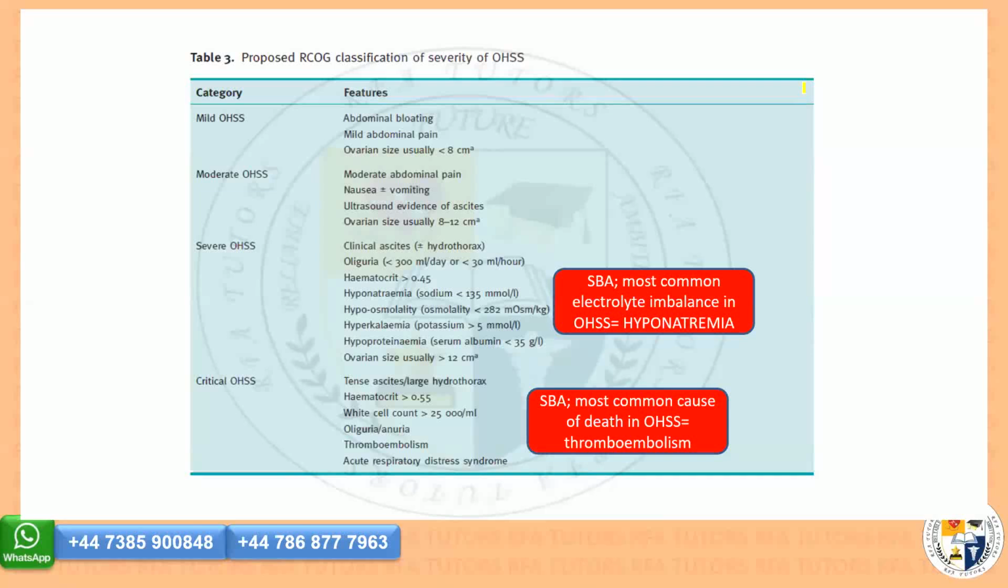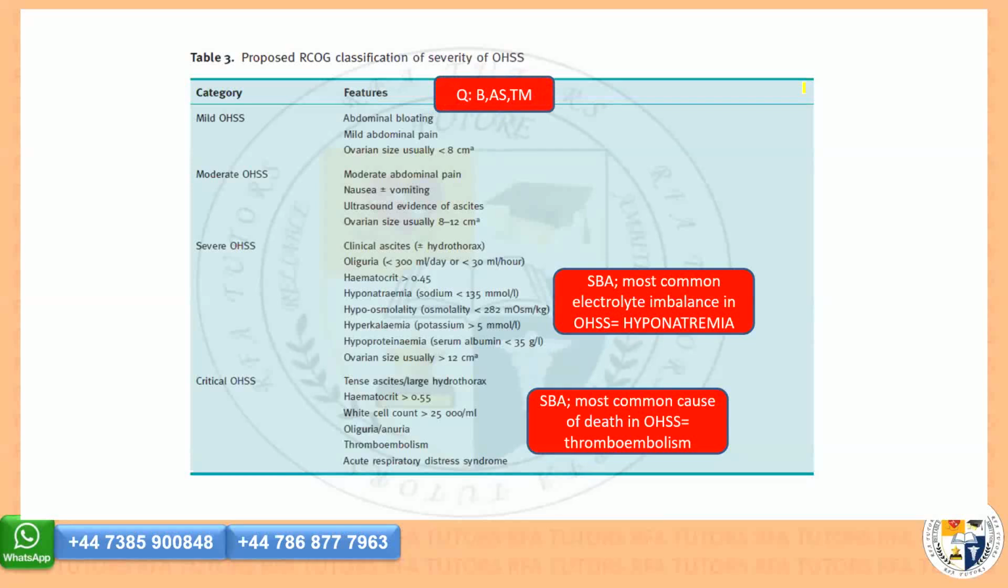So I was like, I didn't read it in the book. And this question is not from the Green Top guideline. This question is from the TOG article. But from the book, I remembered it and I have put it here on the table that the most common cause of death in OHSS is thromboembolism. Do you people get me?